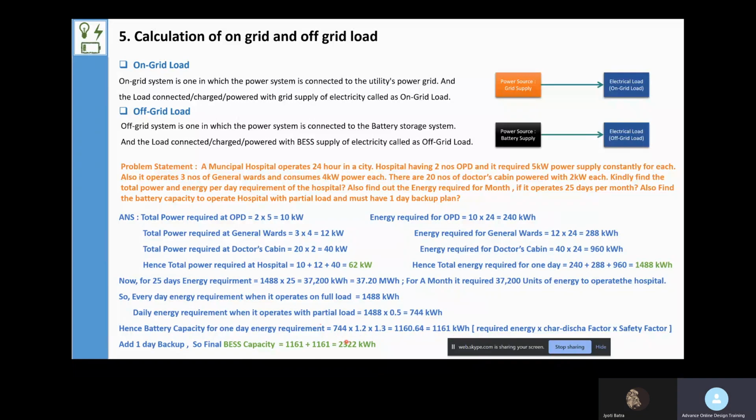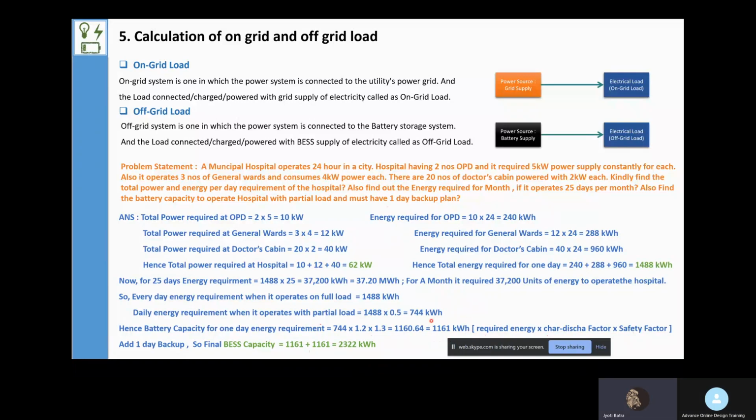Now multiply this. The figure will be 1160, I would say 1161 because the 0.64 is also there. The formula is required energy times charging-discharging factor times safety factor. This is for one day. Now they also ask for one day backup, so either you multiply by two or just sum up, either way it works. Basically for the 744 kilowatt-hour partial load, we need a battery capacity of 1161. To serve this load, I need this much battery bank.